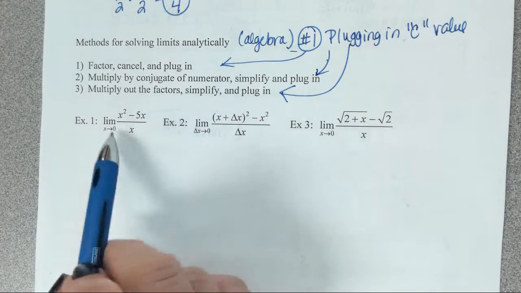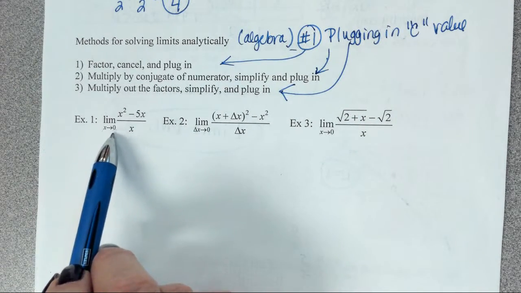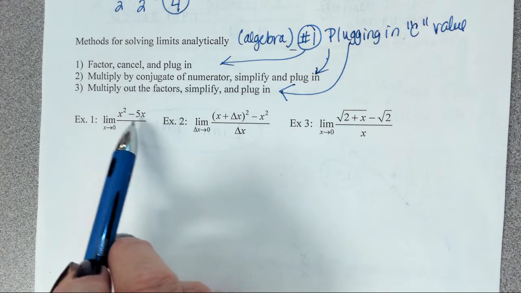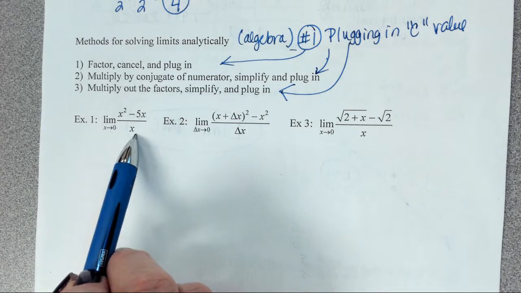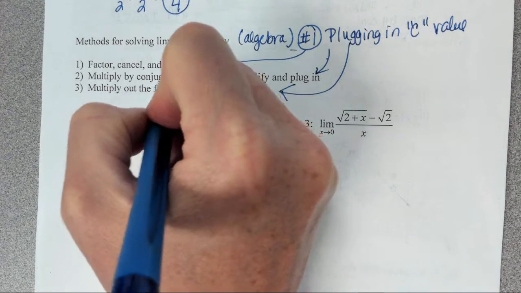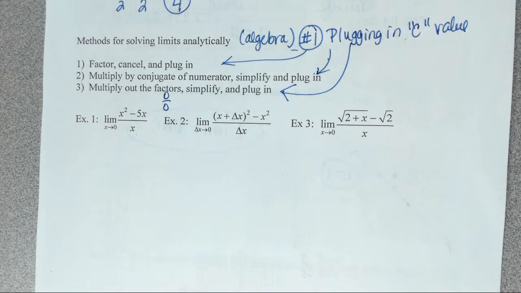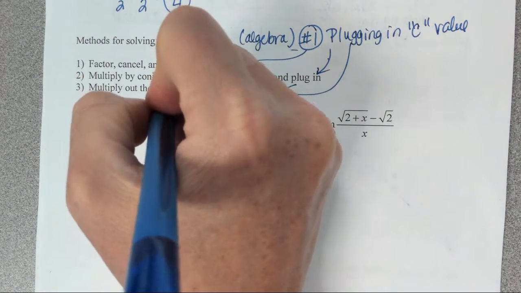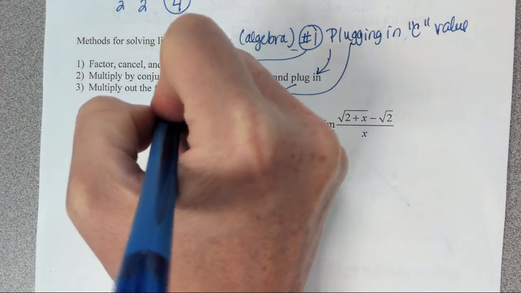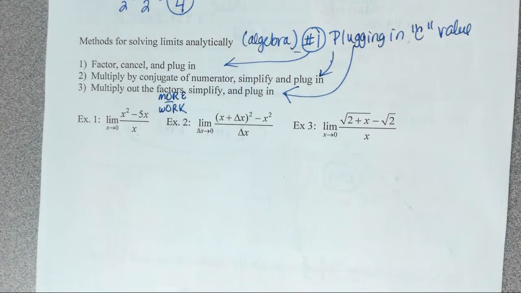So, let's look at example 1. First, we're going to try to plug in 0. I get 0 minus 0 over 0. That gives us 0 over 0. Does that mean 1? No. It means we have to do more work. So anytime you see 0 over 0, you're going to have to do more work.